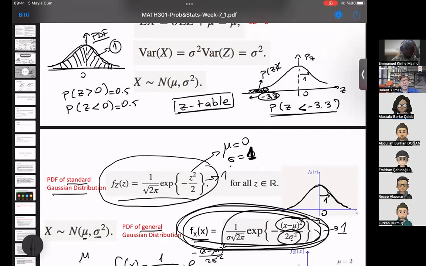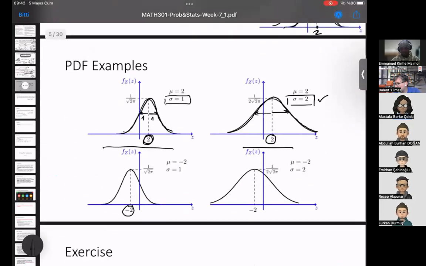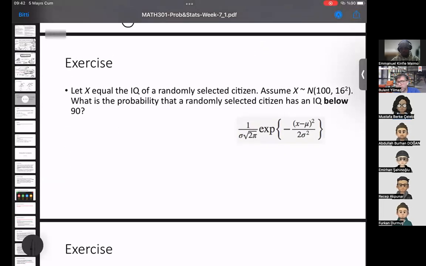So we are trying to find the area under this curve for a number Z, greater than this Z or less than this Z, and we check the Z table to find the probabilities. We will do some examples right now. Maybe it's the first time you see this kind of thing, so give yourself some time to understand the logic.